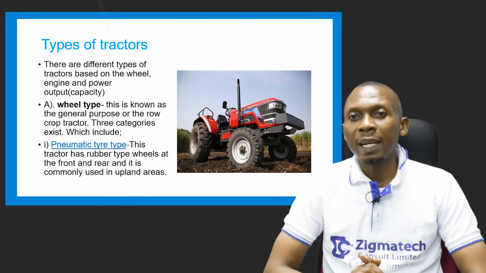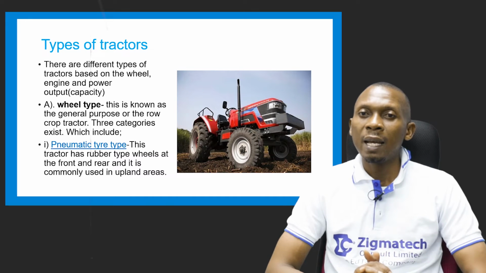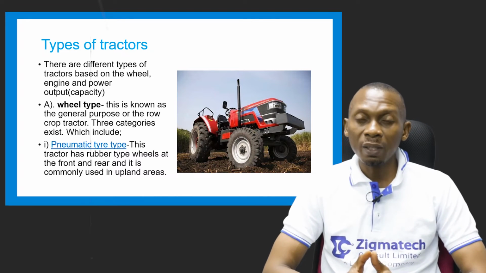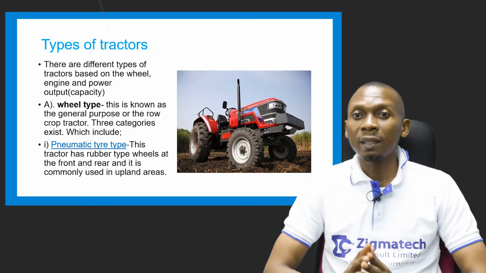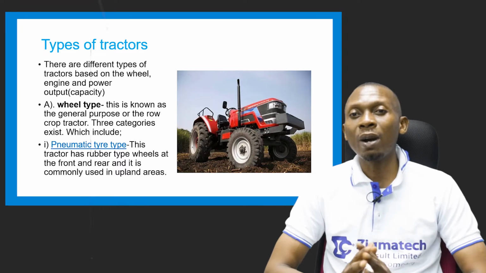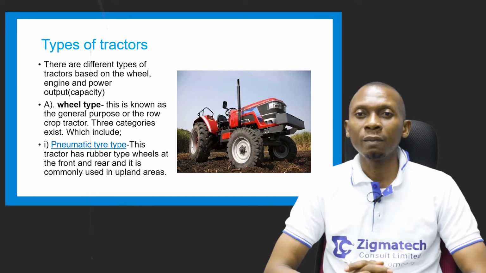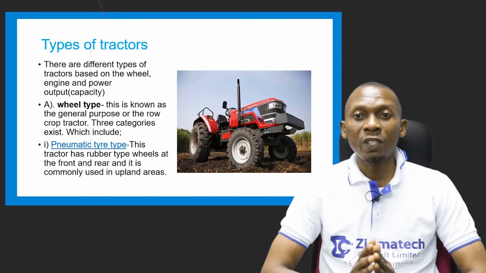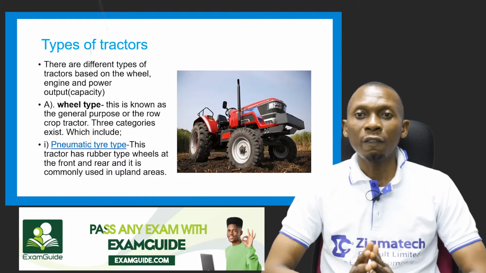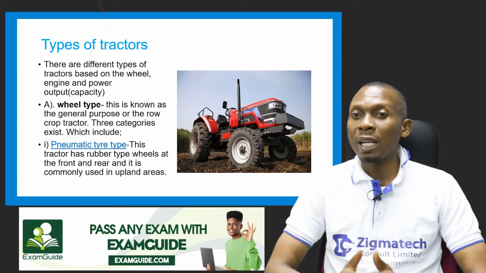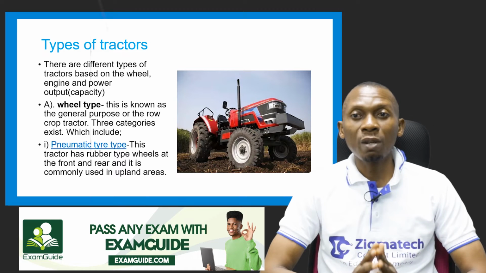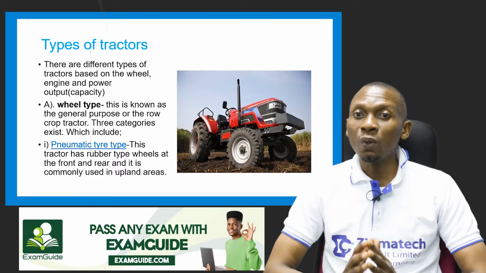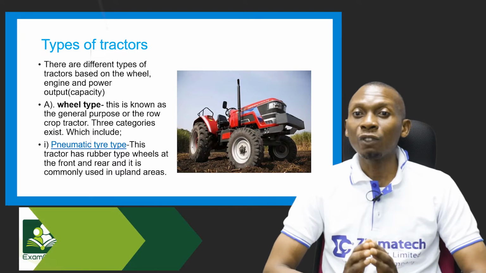Let's look at the different types of tractors. Now, these tractors can be classified based on the wheel that it possesses, the engine, and the power output or the capacity. So based on the wheel, we have 3 types. So let's start with the first type, and this wheel type is also known as the general purpose or the row crop tractor.